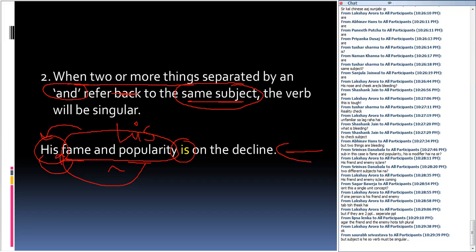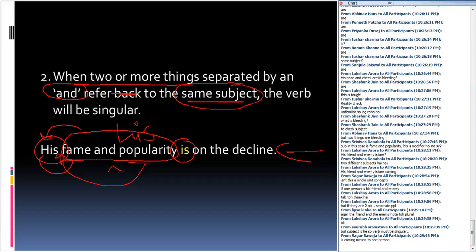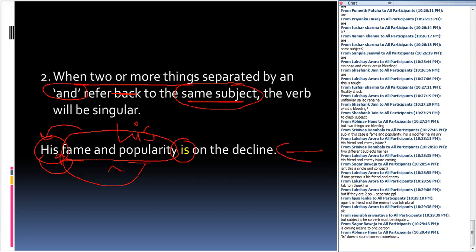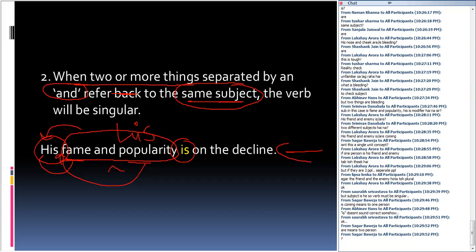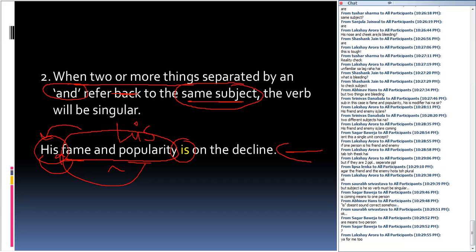हाँ तो सौरभ मैं कह तो रहा हूँ सब सिंगुलर सिंगुलर ही तो होना चाहिए. Is doesn't sound correct somehow. Yeah, I know. I know it does not sound correct. Okay. R means two people are coming. Yes, yes, Sagar.